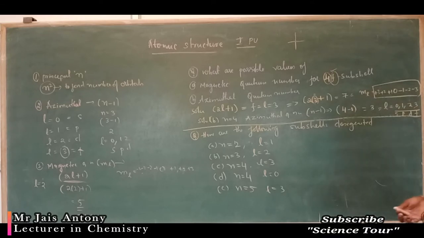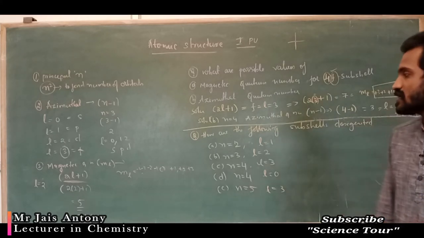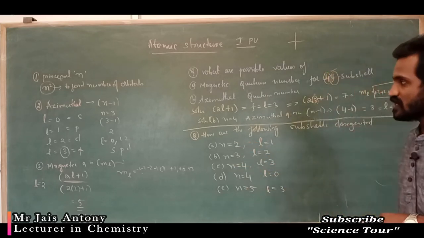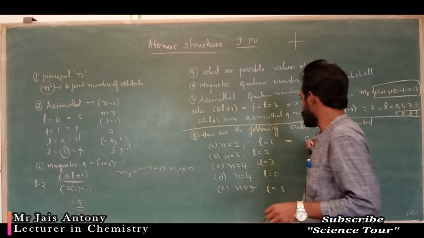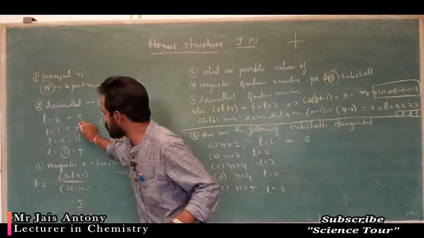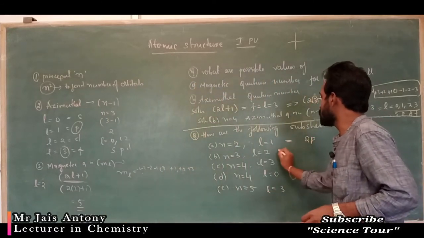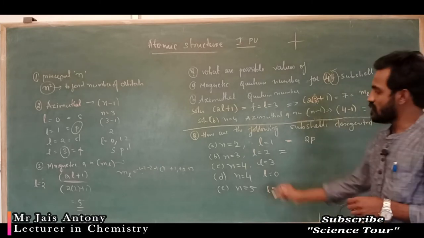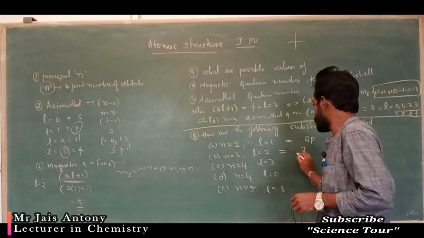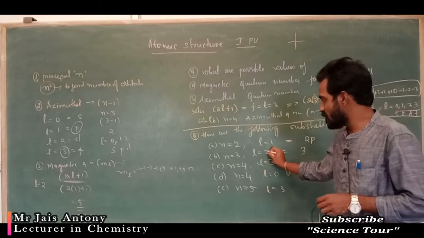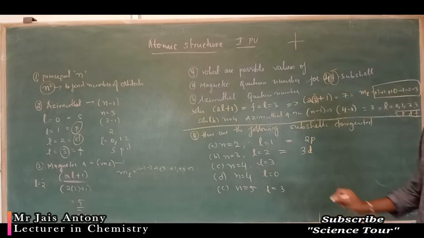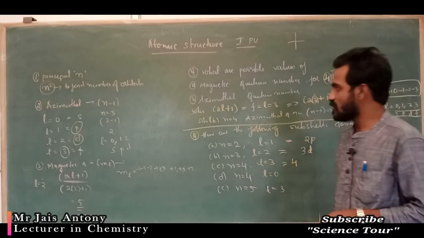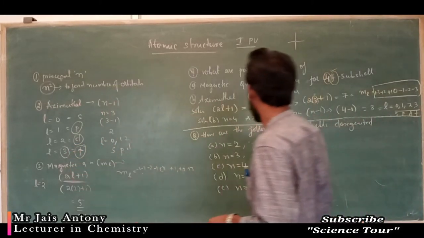Next question: how are the following subshells designated? If n value is 2 and l value is 1, the main energy level is 2 and l value 1 means which orbital? P orbital. So it is 2p. Now n value is equal to 3, the third energy level. Which subshell? l is equal to 2, and 2 means D. So 3D. Okay, n value is equal to 4, l value is equal to 3. 3 means which subshell? F. So 4F.